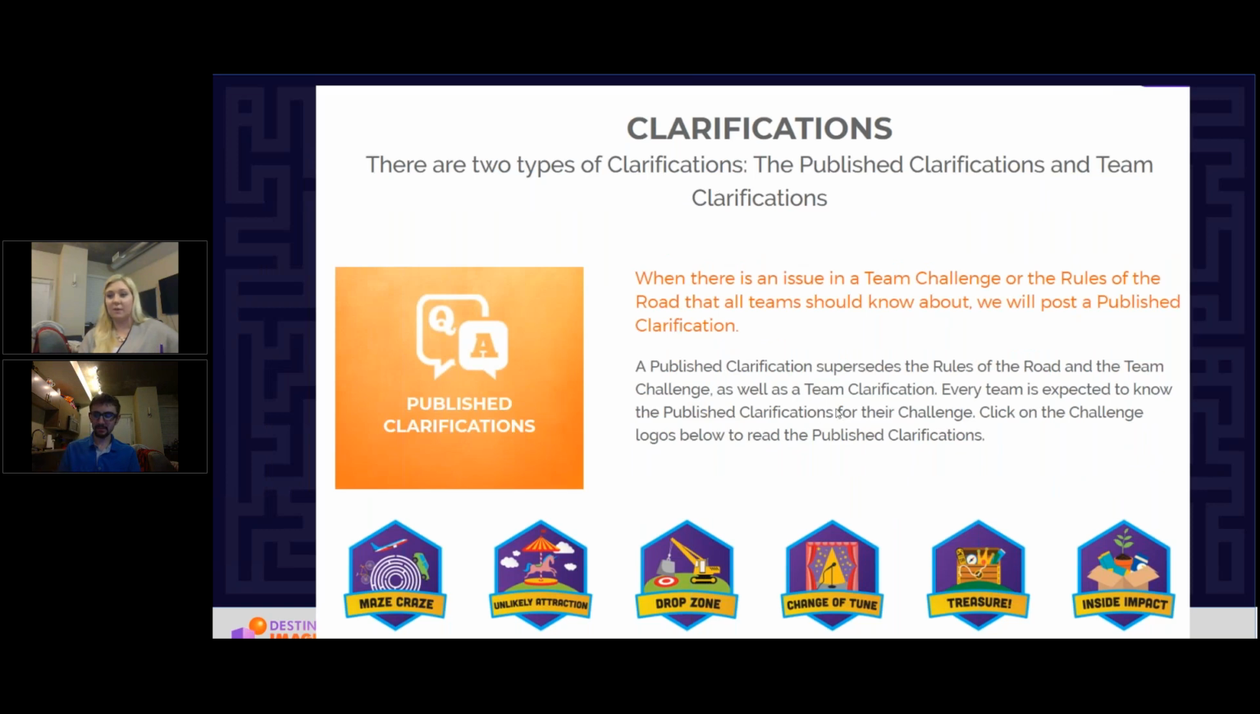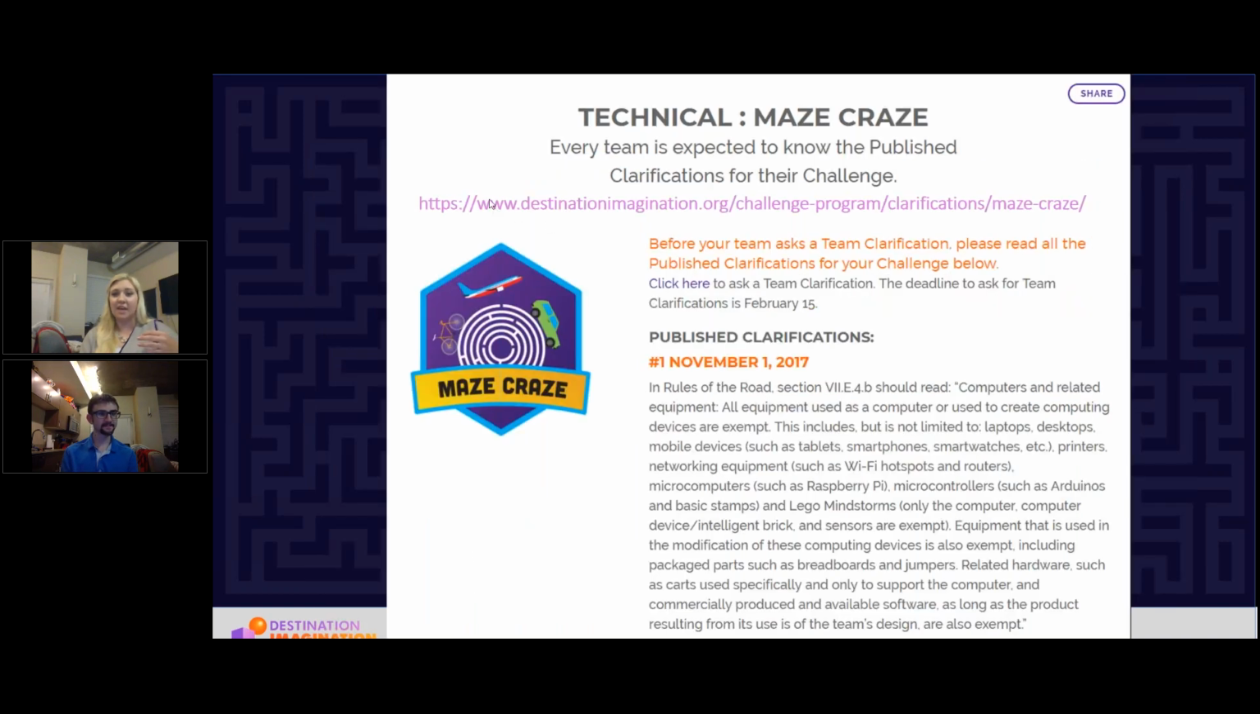So this is what the clarifications website looks like. You go to the clarifications, and then in the corner you'll see it says Maze Craze. You click on that, and it'll take you to this page, and here's the link up top for you. We only have one published clarification as of right now. So there's one that's public, and I was looking through them today, and we have about 80 private clarifications right now, a ton.